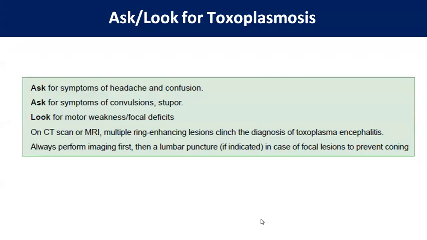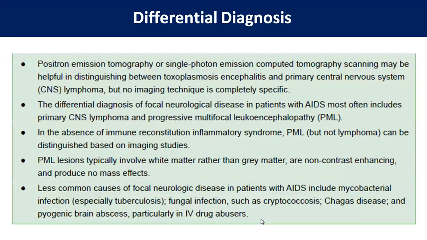So, what do you look for in toxoplasmosis? Headache, confusion, stupor, convulsions, and neurological deficits. So, what are the DDs that you can think of? The DDs that you can think of are CNS lymphoma, progressive multifocal leukoencephalopathy, tuberculomas, neurocysticercosis, and so on.